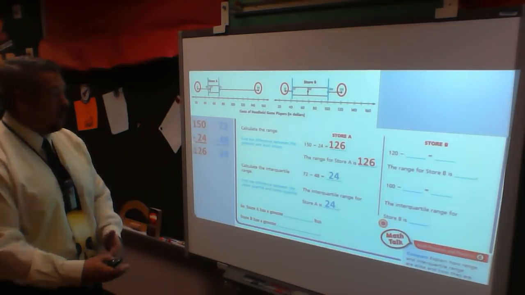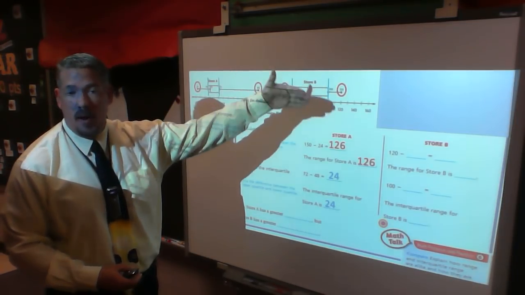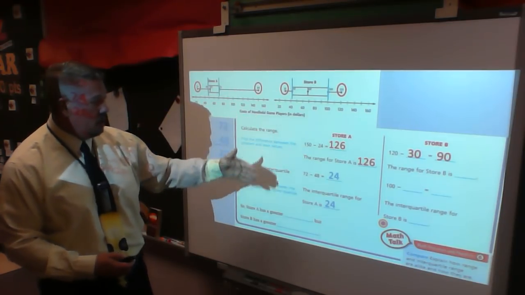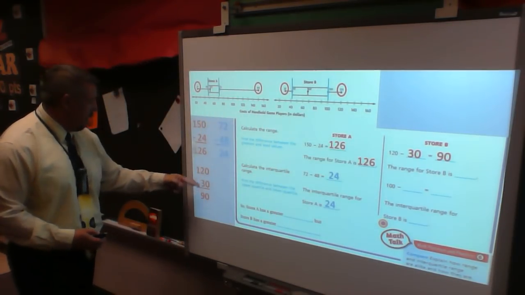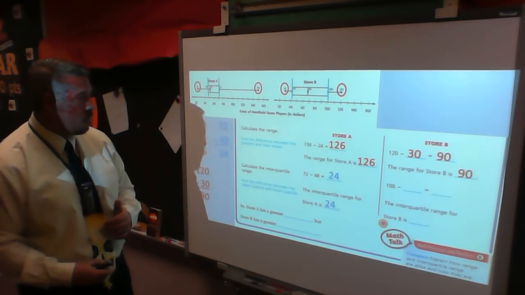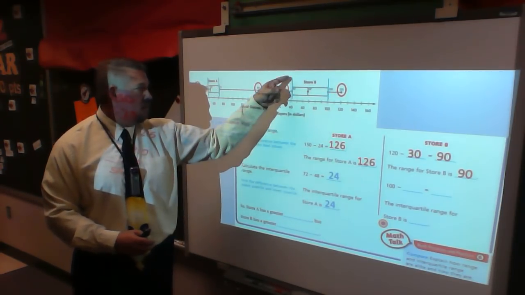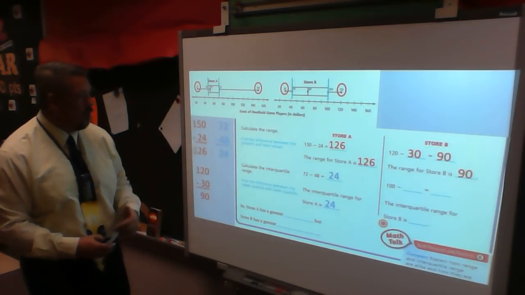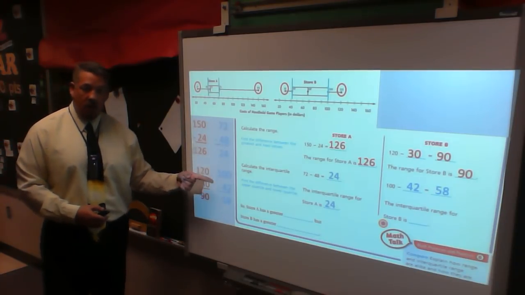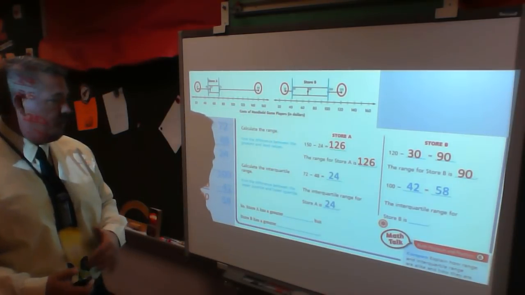Now I'm going to do store B. I'm going to look for my range, and that's my lowest and highest numbers. So I'm going to take 120 minus 30. 120 minus 30 gives me 90. So I know my range for store B is just 90. For my interquartile range, I use my upper quartile and my lower quartile. 100 minus 42 is 58. So I know my interquartile range for store B is 58.